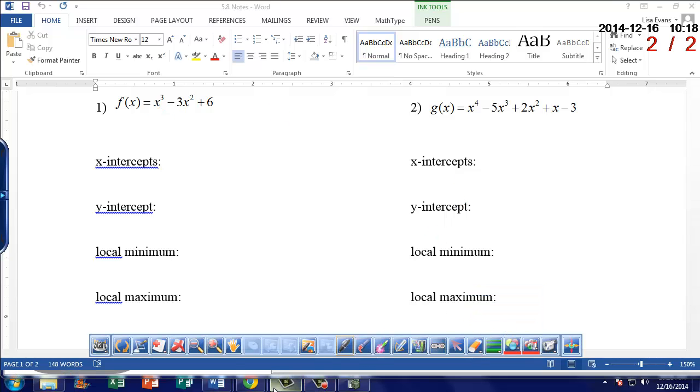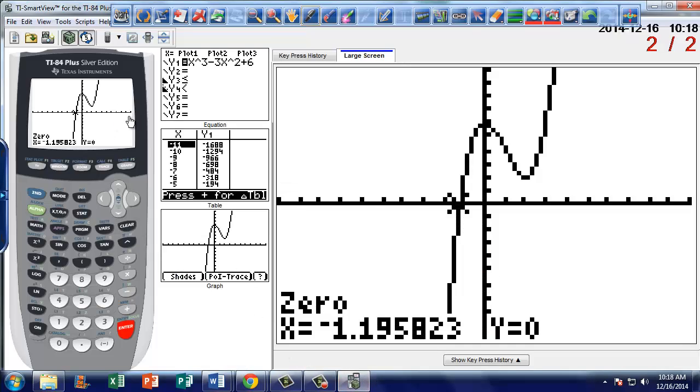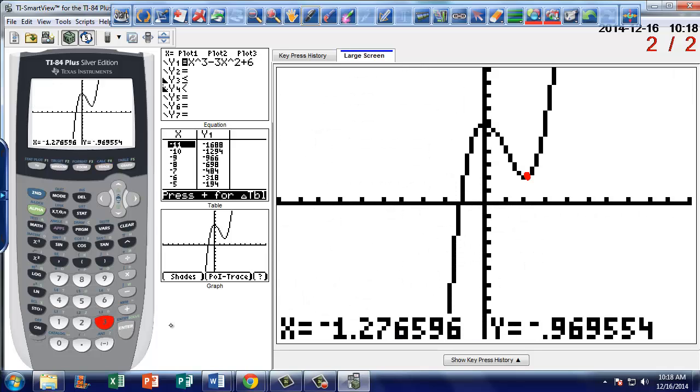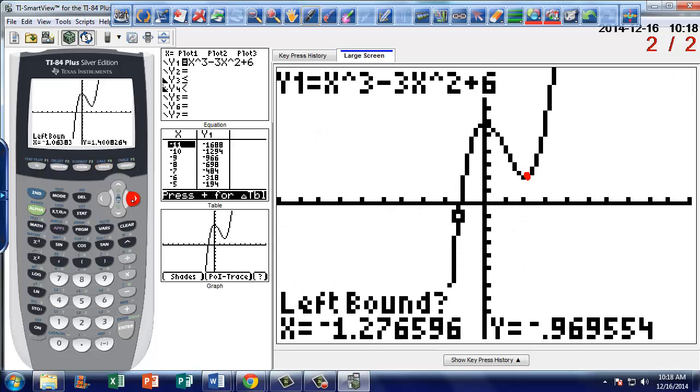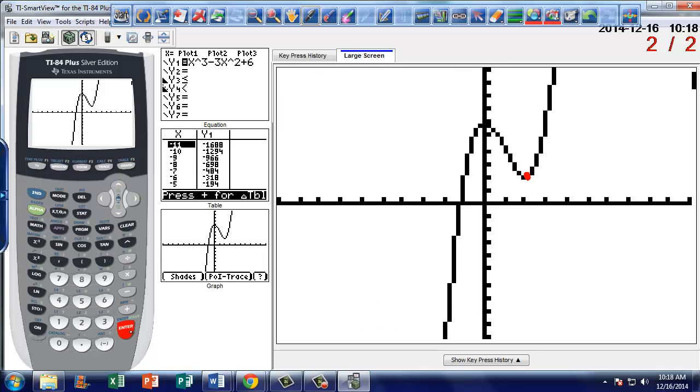So now we're going to go back to my graph, and we are going to find what we call the local minimum and the local maximum. Local minimum happens to be on my list first, so I'm going to find this point. We're going to go to second, trace, down to number 3, minimum. We're going to go to the left of that point. Now I like to get a little bit closer so it doesn't accidentally find my maximum. So this is good. Hit enter. Then I'm going to go to the right of that point. This is good. Hit enter again.